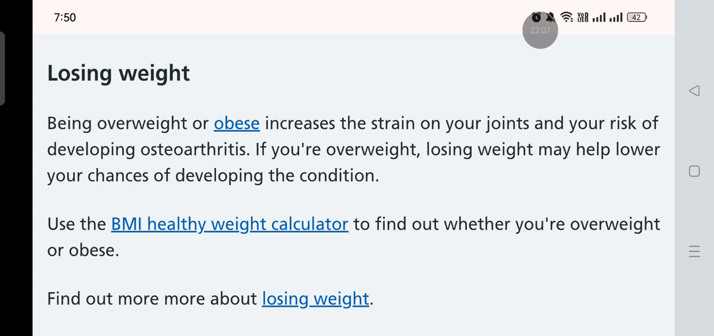Losing weight. Being overweight or obese increases the strain on your joints. Losing weight may help lower your chances of developing the condition.